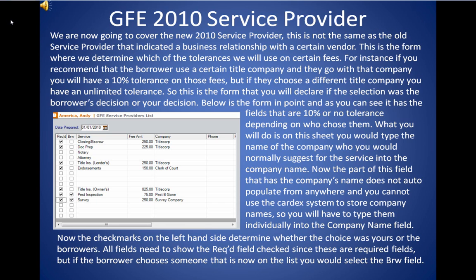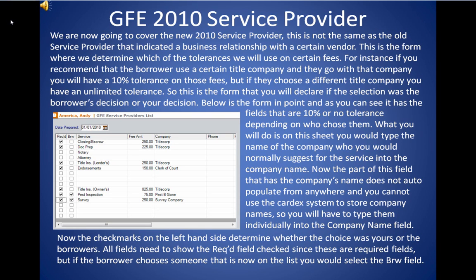So if you have suggested a title company and they use the title company, then you're bound by a 10% tolerance. But if you suggest a title company and they use a different one, then again you have unlimited tolerance. So this is how you will inform the lender of which ones were suggested by you and which ones the borrower selected. Any fees on here are going to have to be required, so you would always select the required button. But if the borrower selects one that you did not choose, you would select borrower.